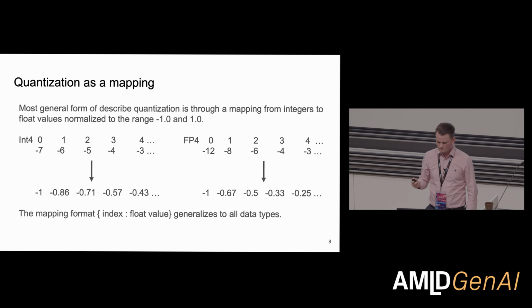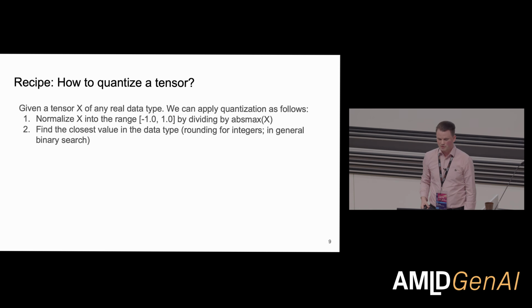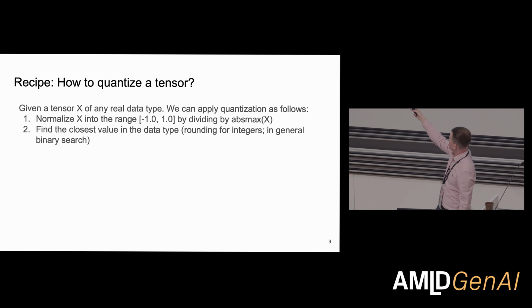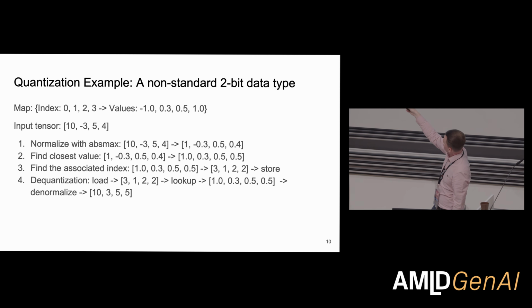And if you want to quantize with this sort of representation, you follow a simple two-step program. First, you want to take an input tensor x, normalize it into the range of the data type, which in this case is -1, 1. It's arbitrary, but we need to normalize into the same range. And then you take each element of the tensor and find the closest value in the data type that you have. Just to give you a simple example of this, here we have an input tensor 10, -3, 5, 4, and we have a little bit weird data type in 2-bit: -1.0, 0.3, 0.5, and 1.0.